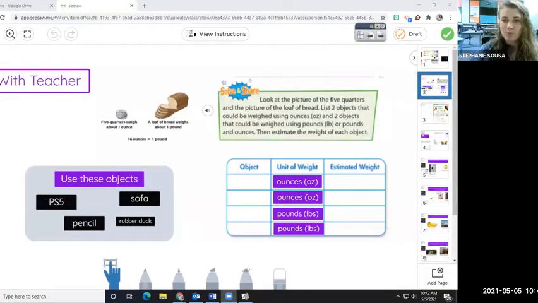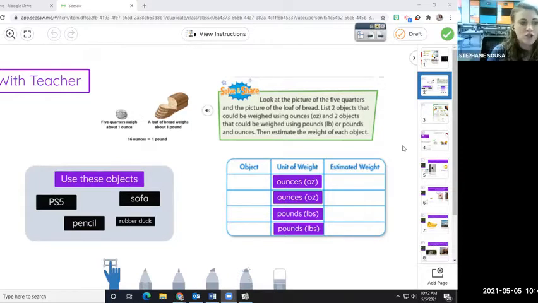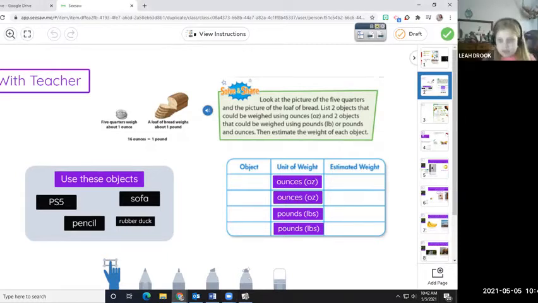Okay. So let's make some estimations together today of objects that we will see in our world. Go ahead and hop to slide 2. Slide 2 has a problem here for us, and there are 2 objects that we're going to measure with our weight: 5 quarters or a loaf of bread. Okay, let's take a listen. Look at the picture of the 5 quarters and the picture of the loaf of bread. List 2 objects that could be weighed using ounces and 2 objects that could be weighed using pounds or pounds and ounces. Then estimate the weight of each object.